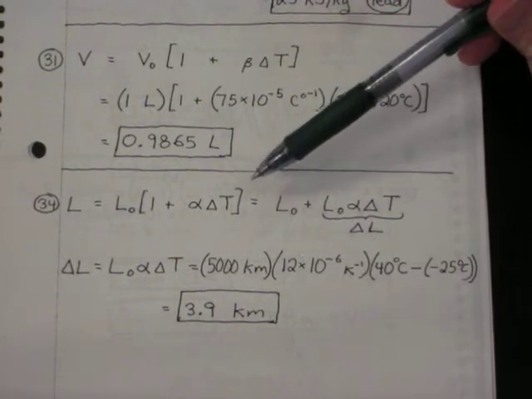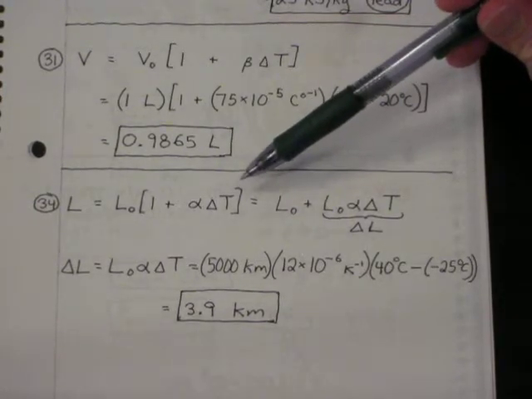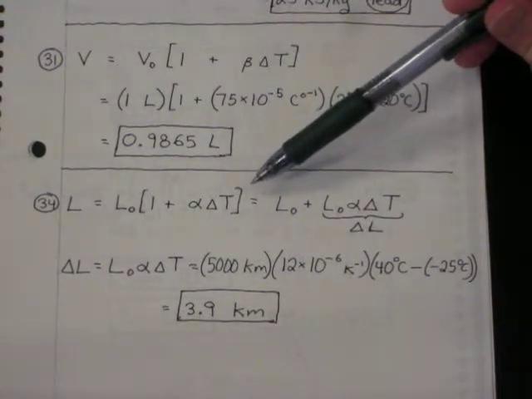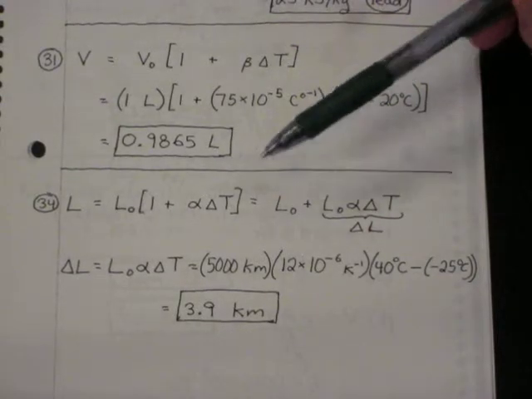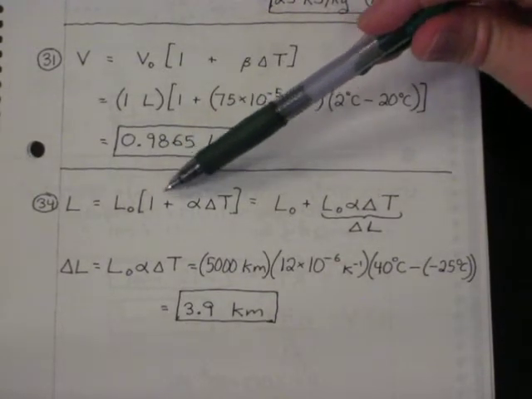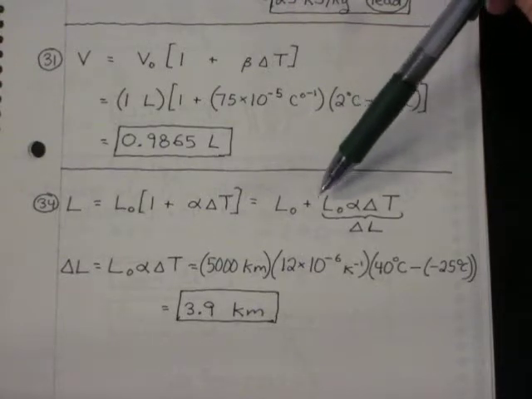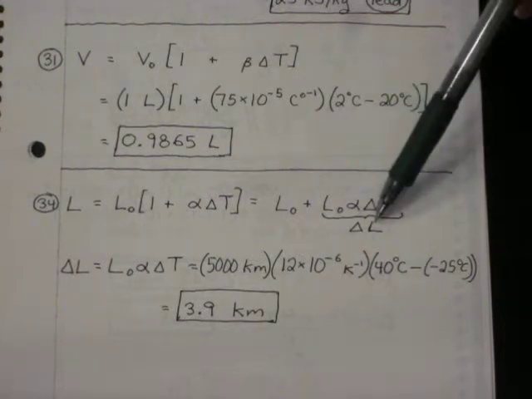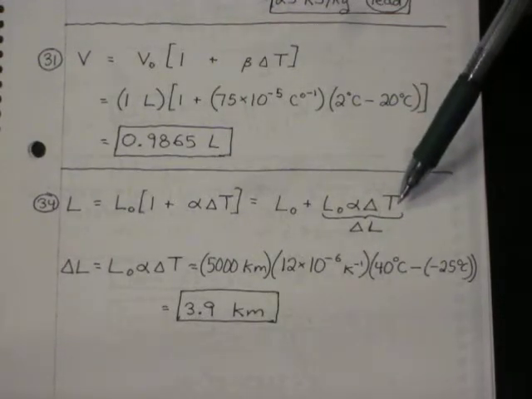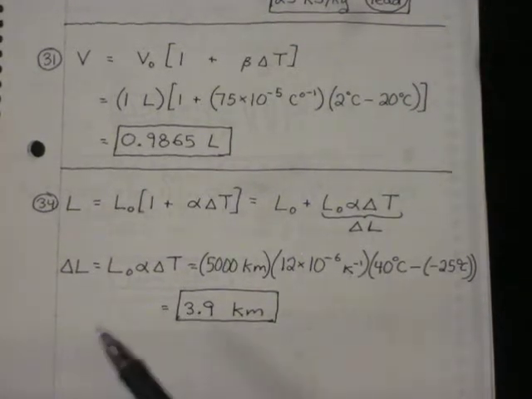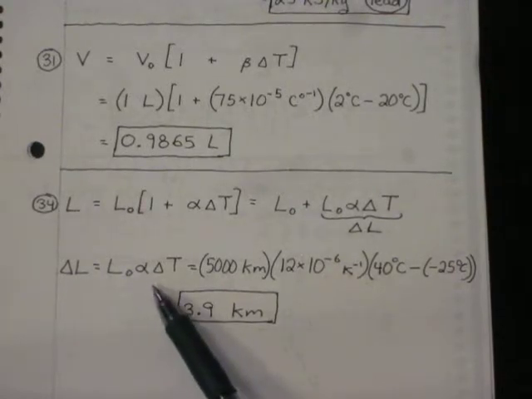So if we set it up this way, first we're going to use the length expansion equation, L equals L naught times 1 plus alpha delta T. And again, we're looking for the change in length. If you distribute this, L naught times 1 plus L naught times alpha delta T, you get L naught plus L naught alpha delta T. And this L naught alpha delta T term is the delta L. That is the change. So really what we're looking for, I'm going to take this part right here. That's what we're solving for. So down here it's that delta L, the L naught alpha delta T.